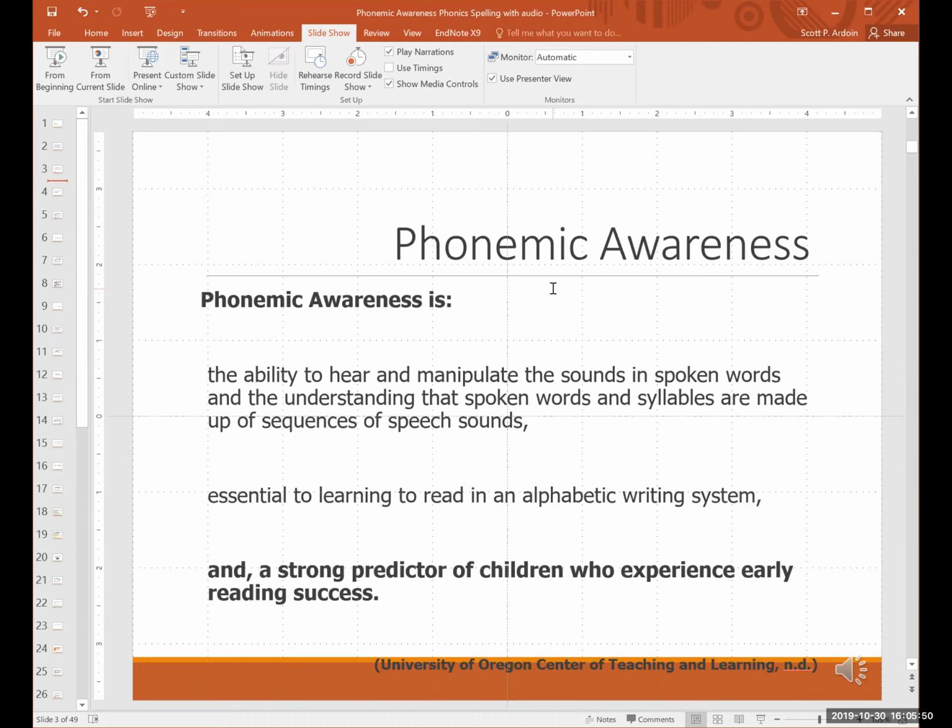Now, I want you to be very clear in understanding that phonemic awareness is not phonics. Phonemic awareness and phonics are 2 separate things. So with phonemic awareness, you do not need to have letters present. It is just the awareness that words are made up of sounds, and you can manipulate those sounds. So that's what phonemic awareness is.